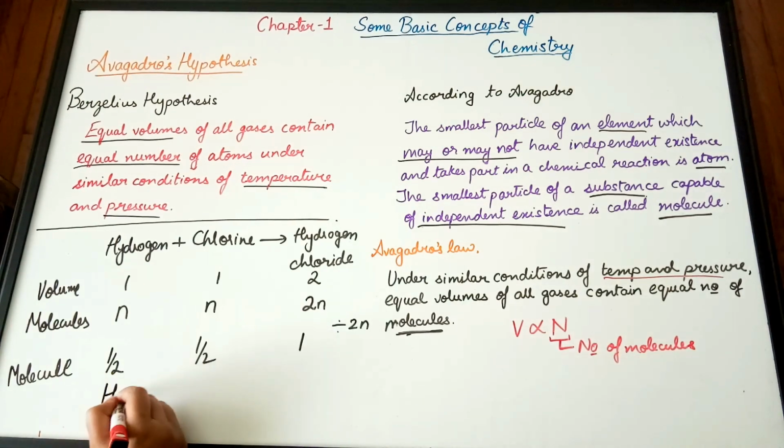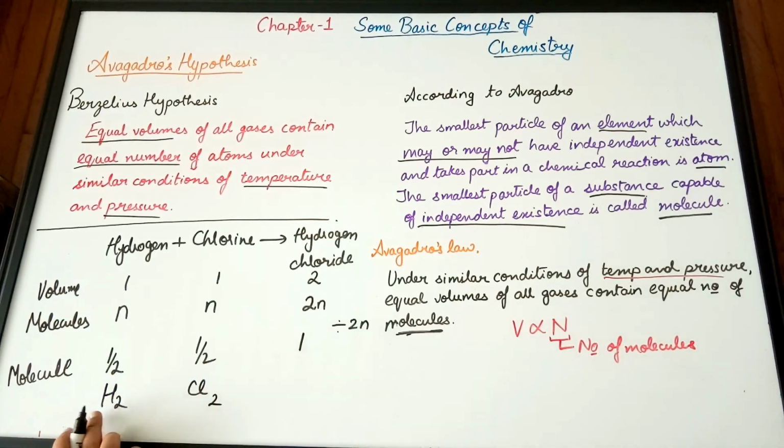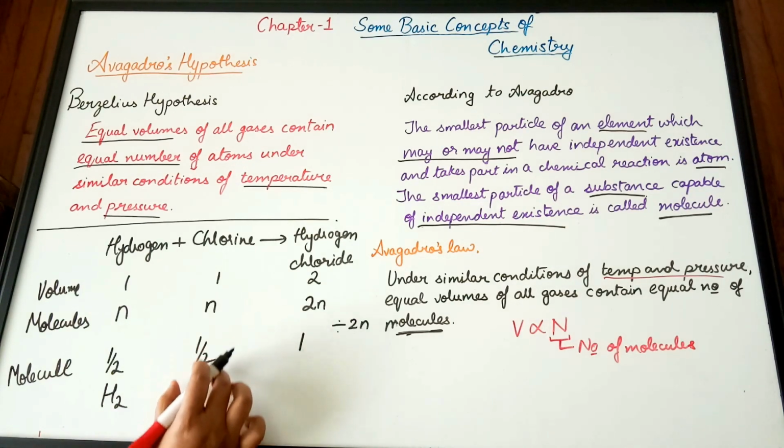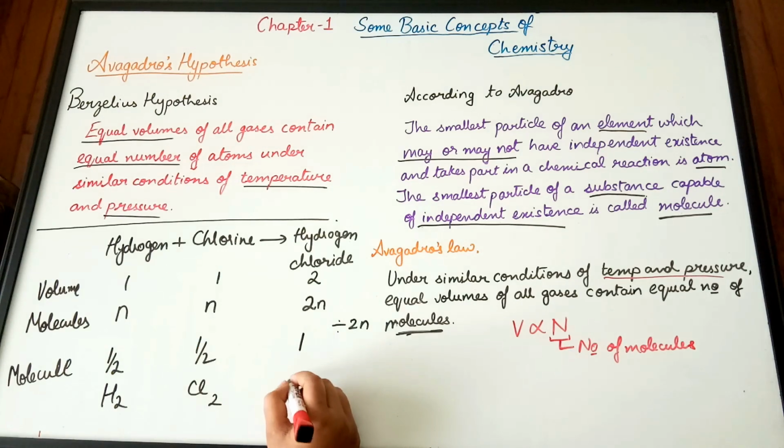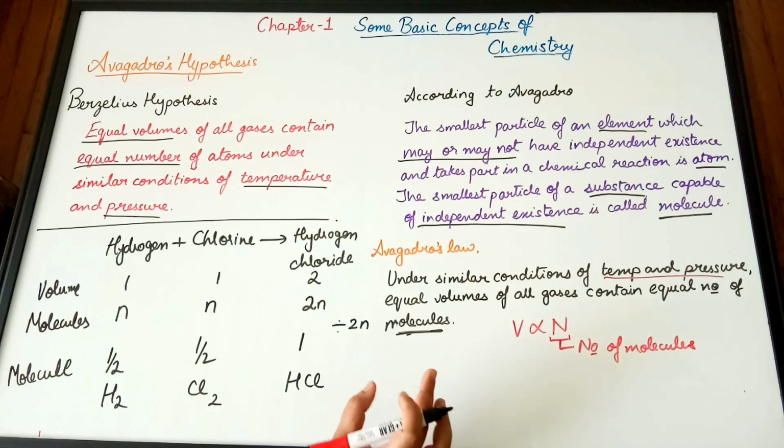Now, half a molecule of hydrogen is nothing but one atom, since hydrogen has 2 atoms. So one atom of hydrogen is combining with 1 atom of chlorine, which is again half the molecule of chlorine, to give us hydrogen chloride, which consists of 1 atom of each. And this is Avogadro's law. According to Avogadro's law, under similar conditions of temperature and pressure, equal volumes of gases contain equal number of molecules. Remember, Avogadro was the one who came up with the fact that the smallest particle might be an atom or it can be a molecule.